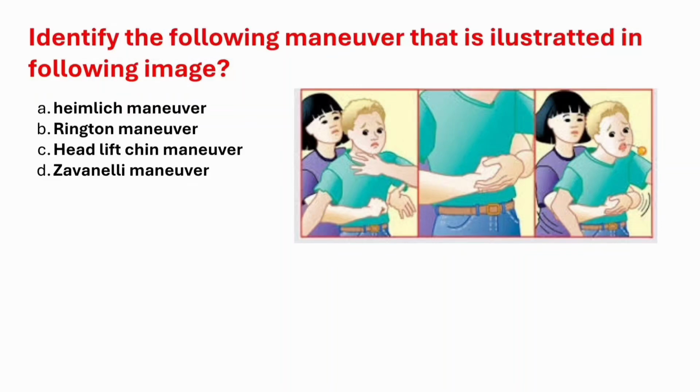Identify the following maneuver that is illustrated in the following image. A. Heimlich maneuver. B. Ringtone maneuver. C. Head tilt chin lift maneuver. D. Juvenile maneuver. The correct answer is A.